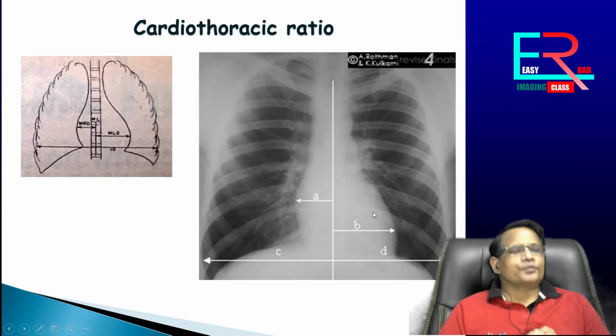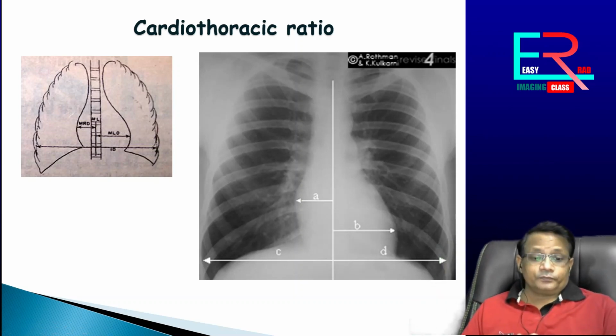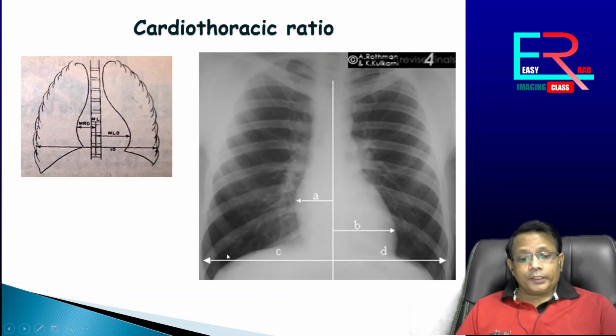Then come to the cardiothoracic ratio. What is this ratio? If we draw a line at the maximum dimension in the thoracic cavity from inside to inside, and then draw a central line. Then draw a right and left sided maximum dimension, a line parallel to the maximum dimension of the cardia. A plus B should be less than 50% of C to D. Okay, that is the normal ratio.